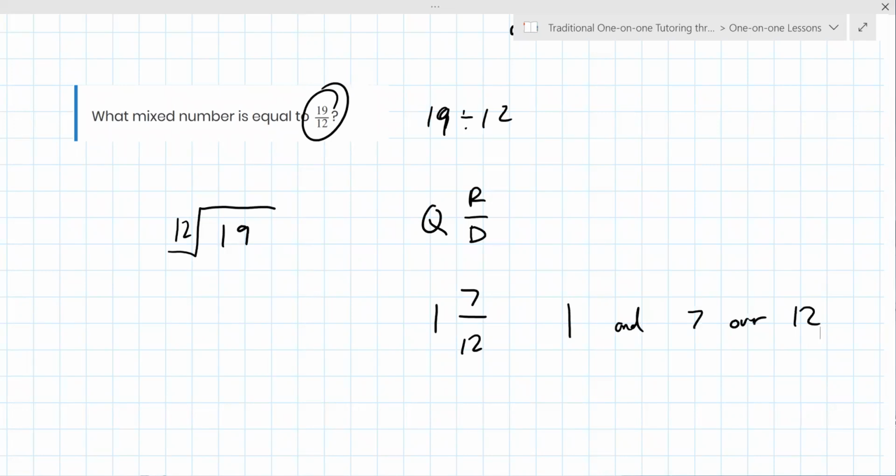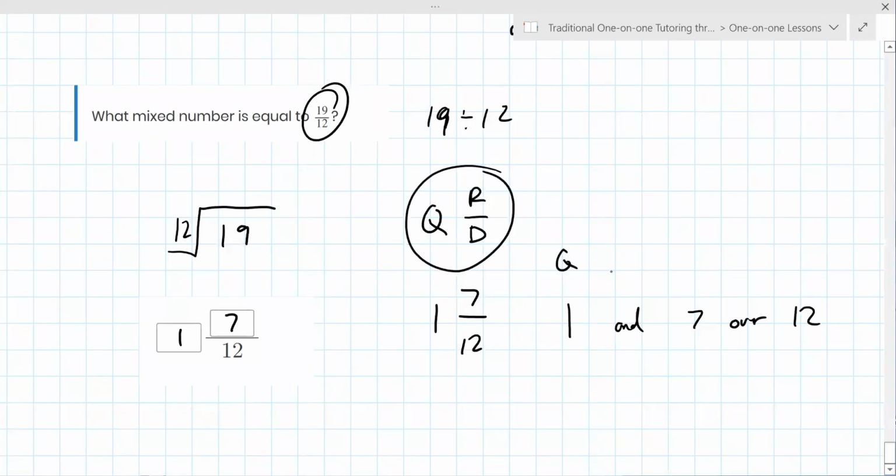Okay, so the way that they want you to answer these, I'll just show you here. Your result, 1 and 7 over 12, like that. Okay, let's try another one. You're doing really well, but this is the order it has to be in: quotient and remainder over divisor. I know the letters aren't in order, but that's just the way these are done.